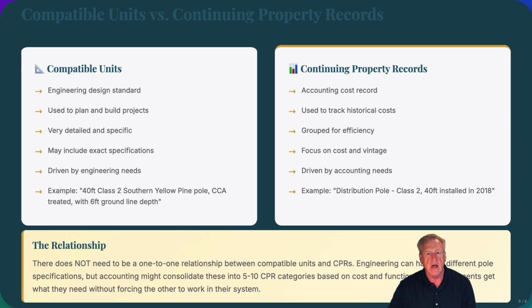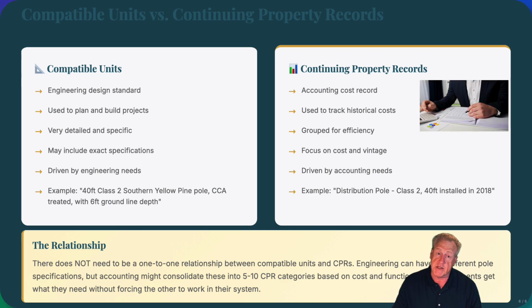Again, compatible units are those detailed items and drawings that I was talking about that your engineering department uses to design projects. It's the design standard. They use them to plan and build projects. They're very detailed. In fact, one of the best resources you can have for compatible units are from the RUS, the Rural Utilities Service. They have thousands of fixed assets designed, different types of poles, configuration, same with wire and conduit, and so on. So a lot of engineering departments use those for the configuration of projects that they design. And again, these are driven by engineering needs.